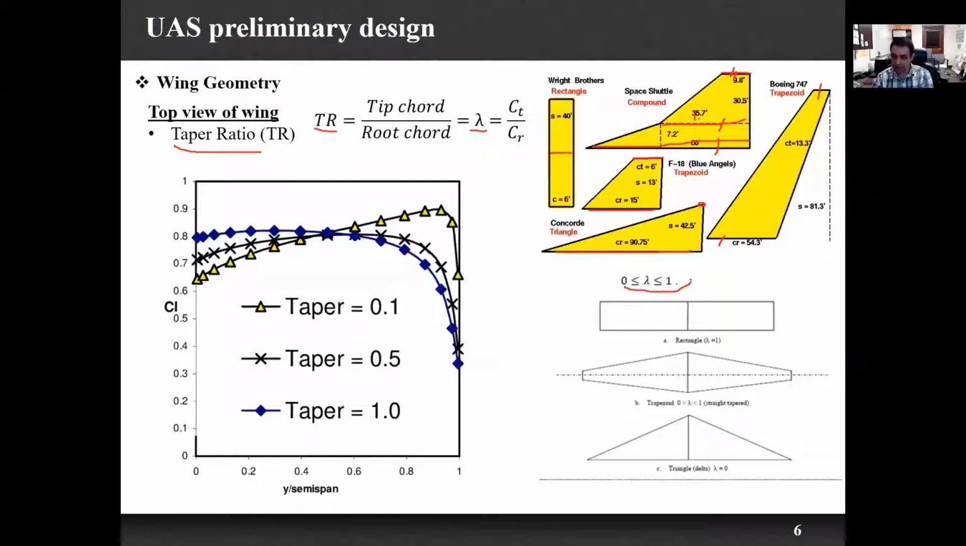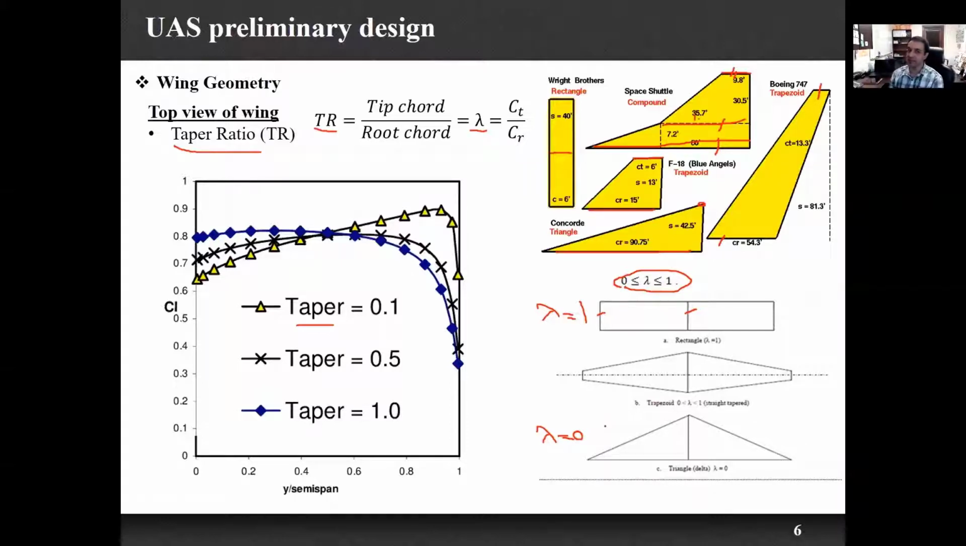So the lambda, or the taper ratio, is changing from 0 to 1. Here we'll see that for this rectangular wing shape, the tip chord is equal to the root chord, so the lambda is equal to 1 for this case. For this case, it is a number between 0 and 1 for this tapered wing. These are called tapered wing shapes, as you have here. And for this triangle wing shape, or delta wing shape, lambda is equal to 0. So now I just want to ask you this question.